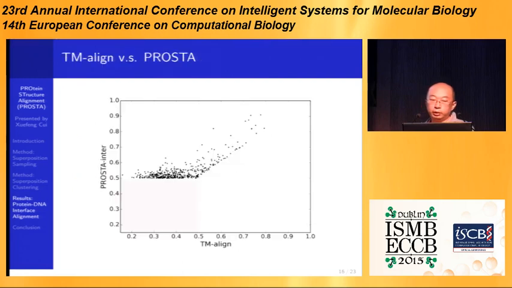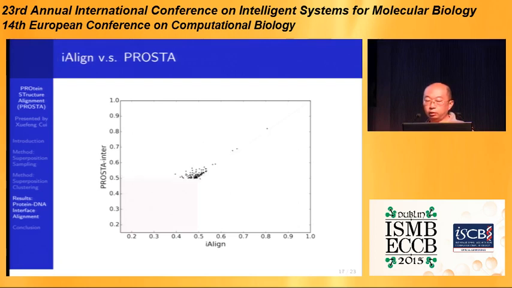So next, we compare the alignment scores from PROSTA and TM-Align. We are not trying to show that TM-Align is not a good method. We are trying to show that by using a sequence order dependent method to perform interface or pocket alignment, the result will not be optimal.